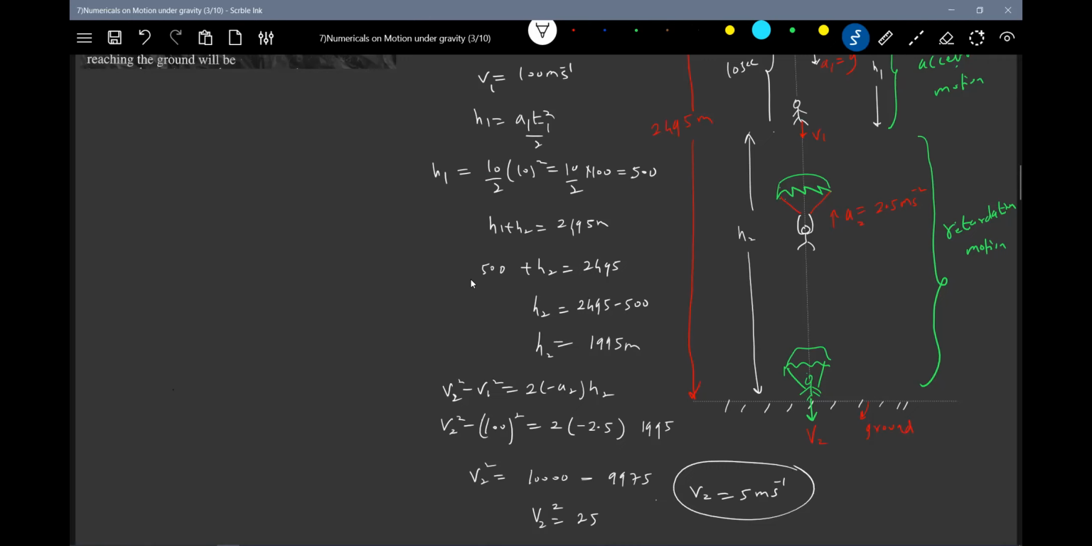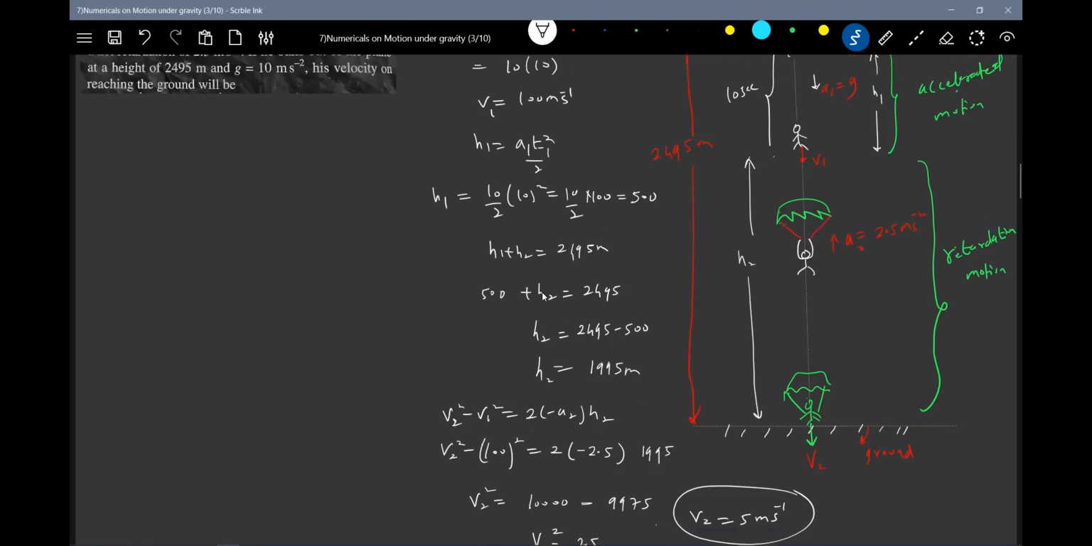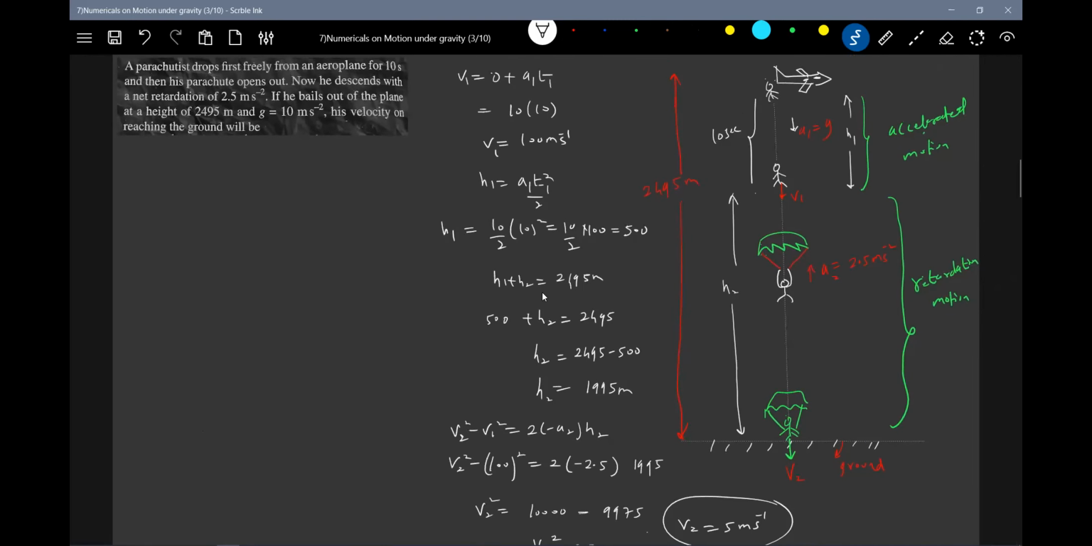I think he can land safely, no? The person should strike the ground with a very low speed. That is the condition: what retardation, and what height he should bail out at. I think a lot of science is involved, not like just wearing a parachute and jumping.